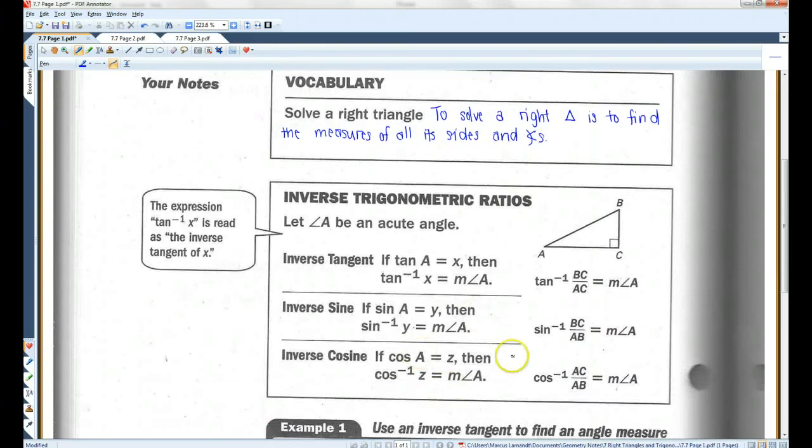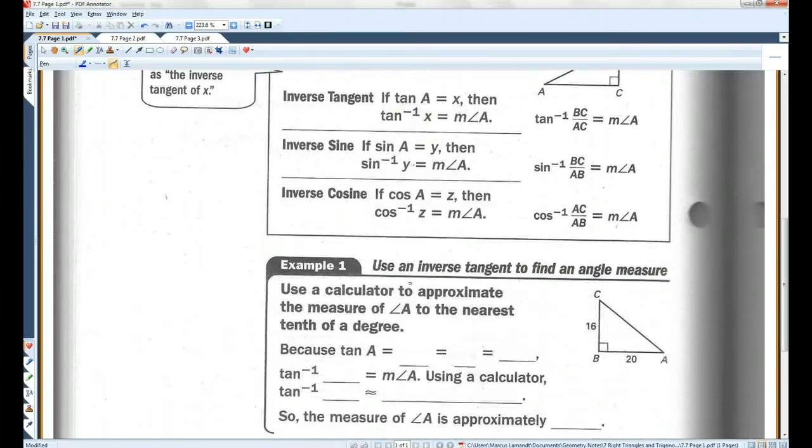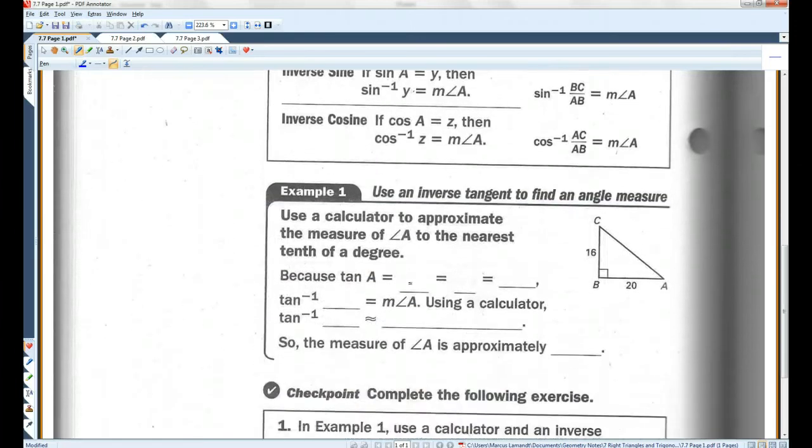Alright? Okay, inverse trig functions are pretty much just the opposite of trig functions. You can read this over. We're going to do some examples of what this means.